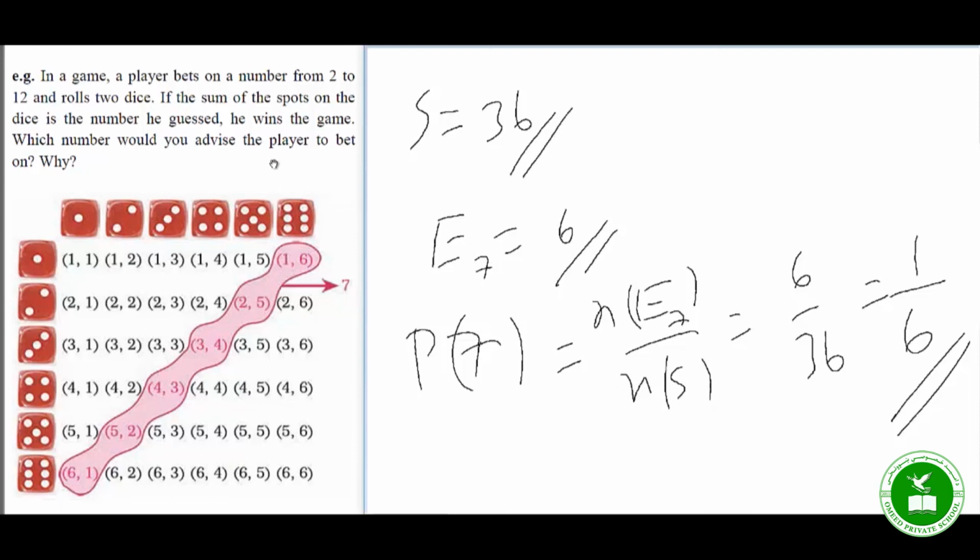So we advise him that this player must bet on which number? On the number 7, because the number 7 has the highest probability for this experiment.